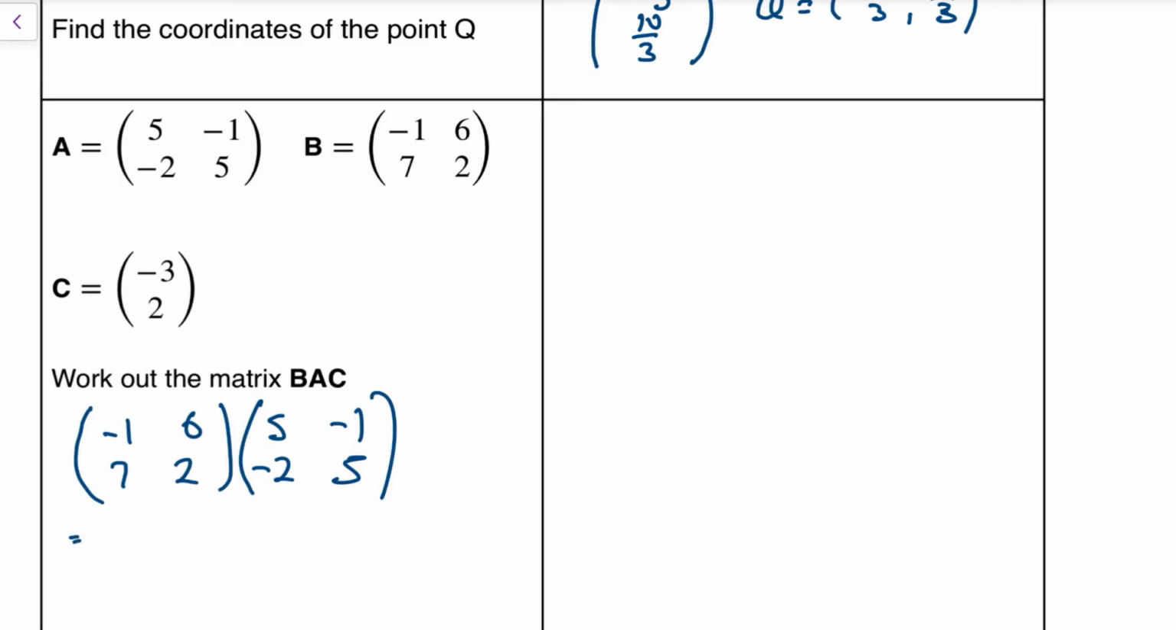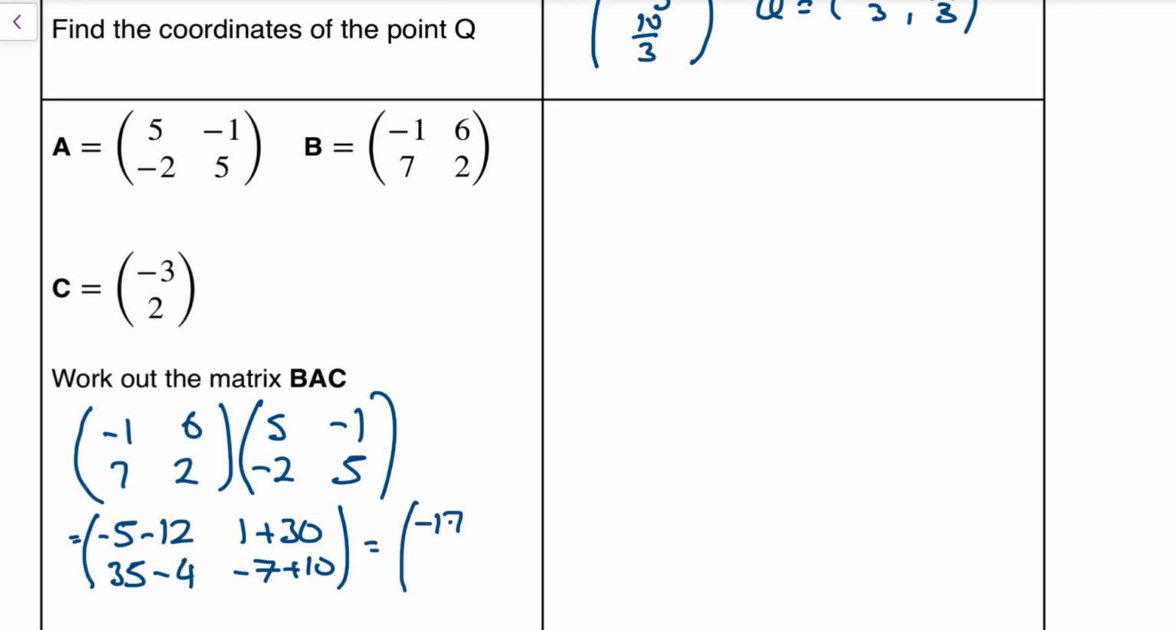So that's going to be, now hopefully your matrices are okay, so I'm going to run through it fairly quickly. So it's minus 1 times 5, which is minus 5. 6 times minus 2, which is minus 12. Minus 1 times 1, which is minus 1, and minus 1 times minus 1, which is 1. 6 times 5, which is 30. 7 times 5 is 35, and 2 times minus 2 is minus 4. 7 times minus 1 is minus 7, and 2 times 5 is 10. And let's bring all that together. So that's going to give me minus 17, plus 31, and plus 3.